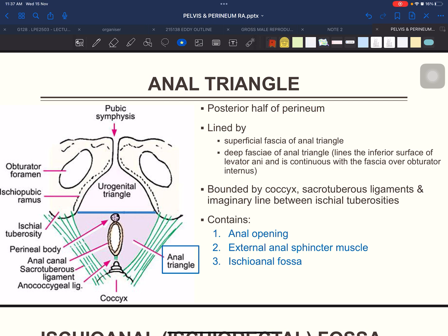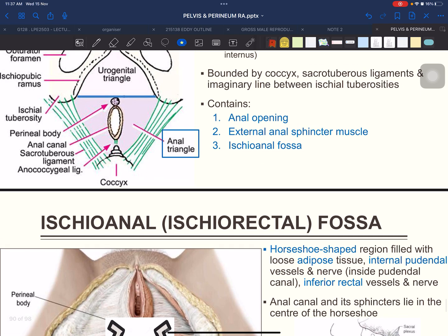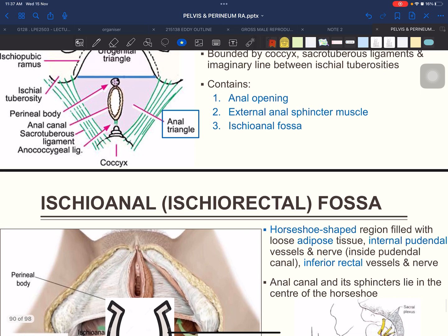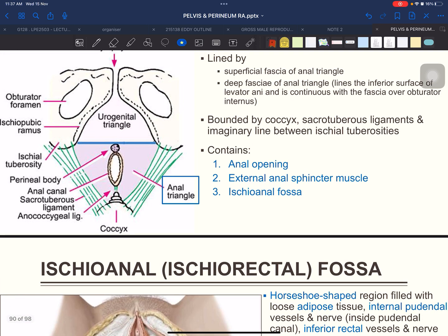It's bounded by the coccyx, sacrotuberous ligament, and an imaginary line between the ischial tuberosities. It contains the anal opening, the external anal sphincter muscle, and also the ischio-anal fossa. Some of the books mention that the perineal body is located in the anal triangle. Some books say the perineal body is located in the midline between those triangles. So I would ask in the exam where the perineal body is, because somehow the location of the perineal body is very vague.